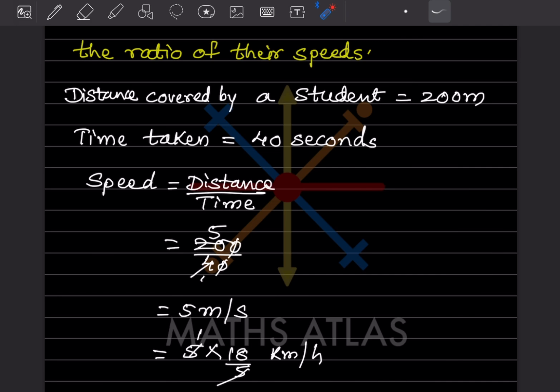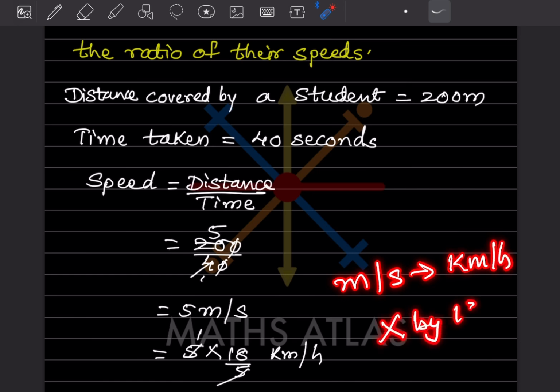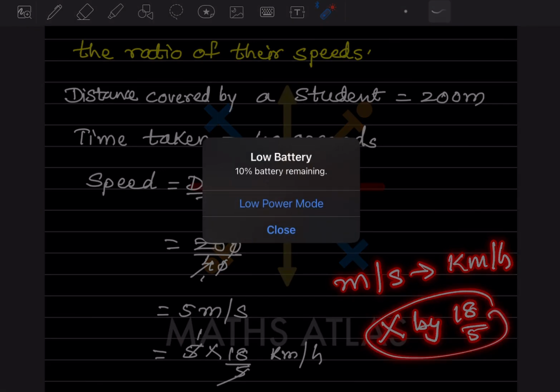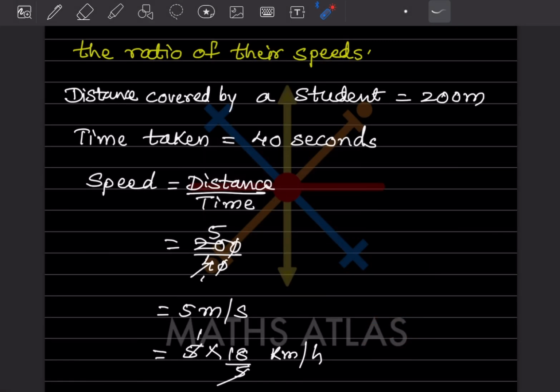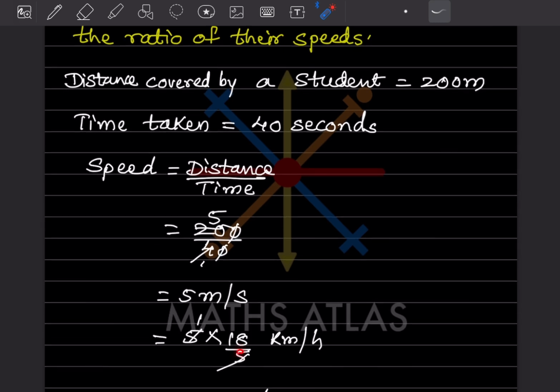But they have asked to convert that to kilometer per hour. As I said earlier, to convert from meter per second to kilometer per hour, you have to multiply by 18 by 5. So 5 into 18 by 5, the 5 and 5 get cancelled. So this will be 18 kilometer per hour.